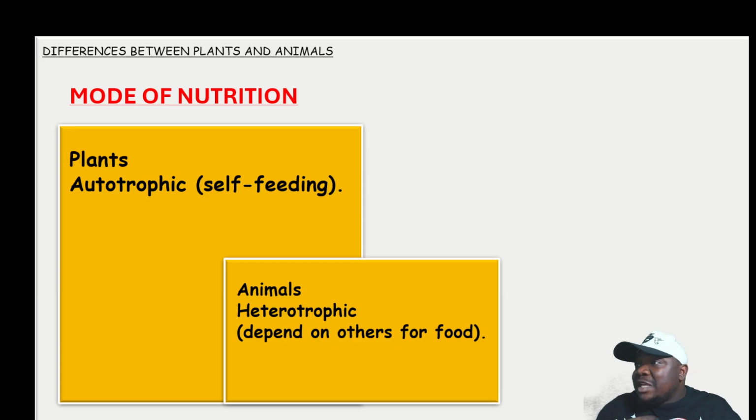They cannot manufacture their own food, so they depend on others for food. When it comes to human beings, you'll be thinking that yes, we tend to cook our food. But where do you get the food you cook from? You get it from plants. We didn't manufacture the plants, so we depend on plants for food. So we are heterotrophic because we depend on other organisms for food.